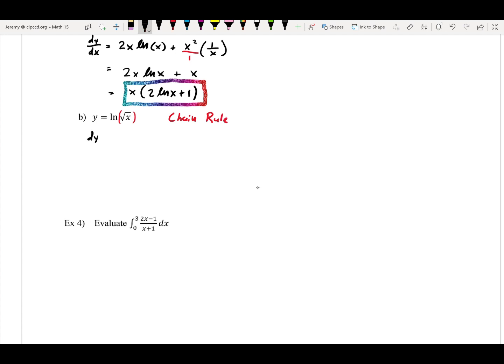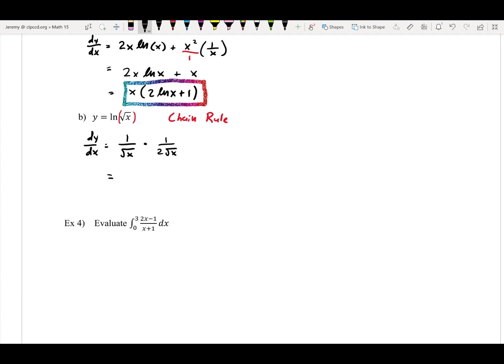So dy/dx will be, okay, derivative of the outer function around the inner function. So it would be like 1 over x, but instead of x, we have root x like that. And then we're going to multiply this by the derivative of the inner function. And derivative of square root of x is 1 over 2 root x, right? You could do a power rule, just treat it as x to the 1/2 power, and you'd see that you end up with this.